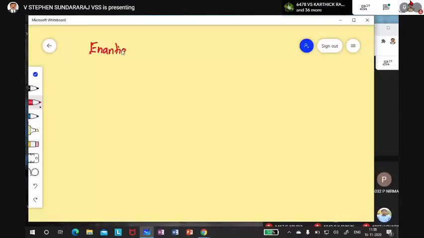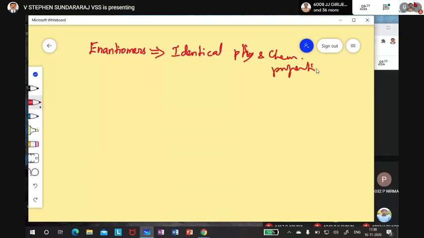Enantiomers are what? Enantiomers are having identical physical and chemical properties, except the property called optical activity. Only optical activity is also a property. Optical activity will be different. Okay, this is point number 1.